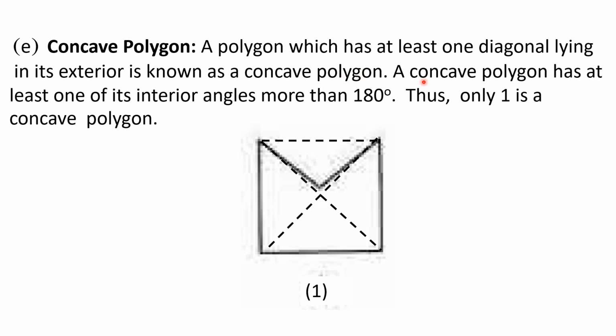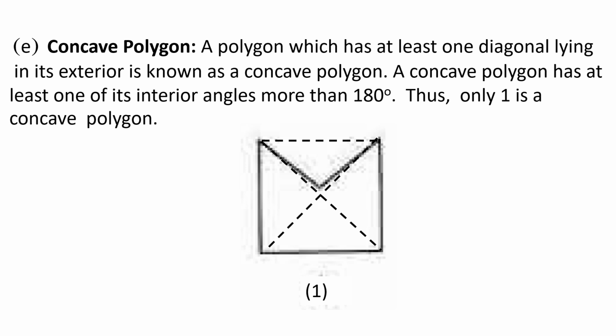And if you go by the angles, you see this angle is less than 180 degrees. This is less than 180 degrees. This is less than 180 degrees. This is less than 180 degrees. But this angle is more than 180 degrees. So when at least one angle is more than 180 degrees, that polygon is known as a concave polygon. Or we can say, when one diagonal or any portion of any diagonal lies outside the polygon, then it is known as a concave polygon.